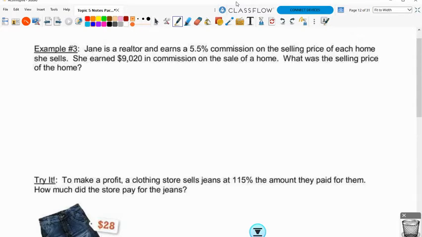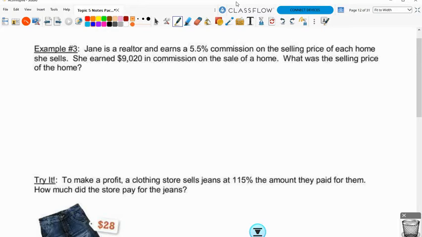In example 3, we're told that Jane is a realtor and she earns 5.5% commission on the selling price of each home that she sells. She earned $9,020 in commission on the sale of a home. So they want to know, what was the selling price of the home? Okay, so commission, people that sell things for a living, when they sell something for a certain amount of money, they get to keep a part of that as their fee, which is called a commission.